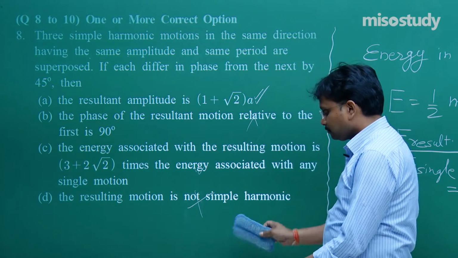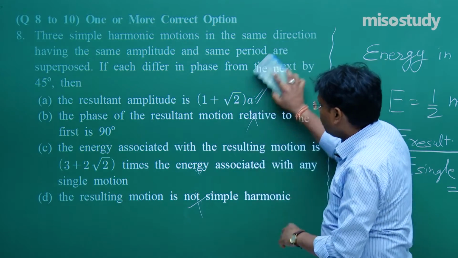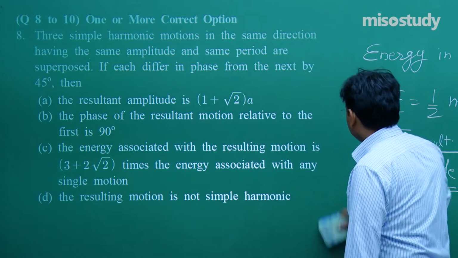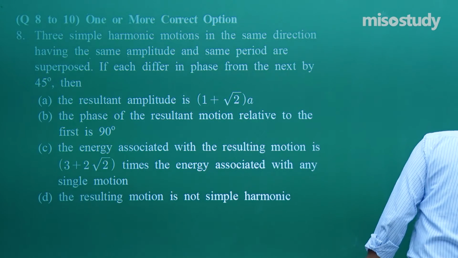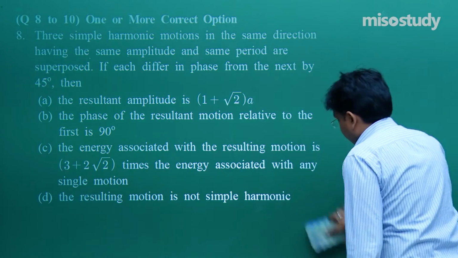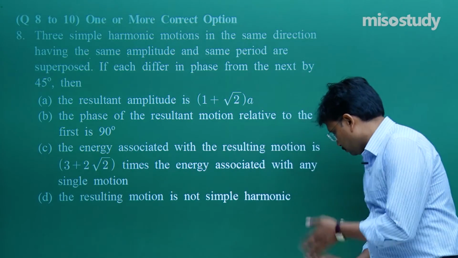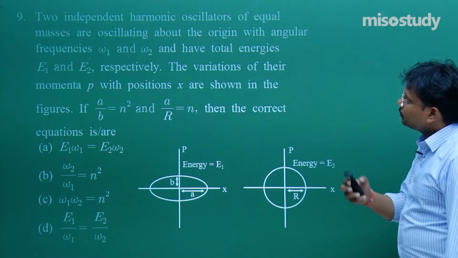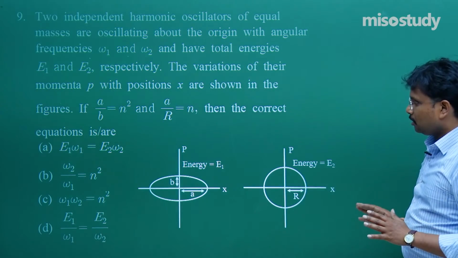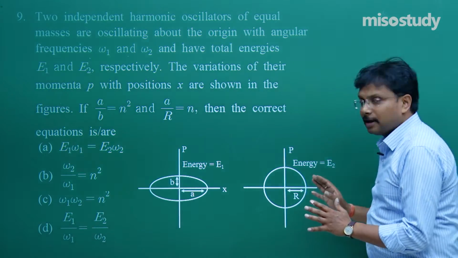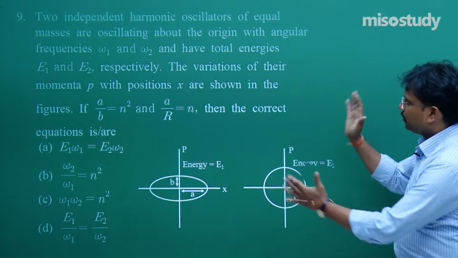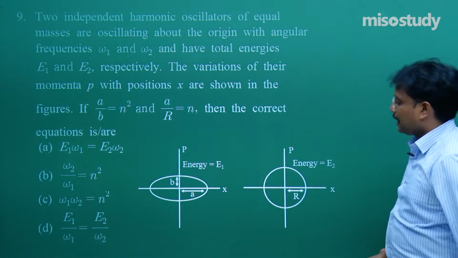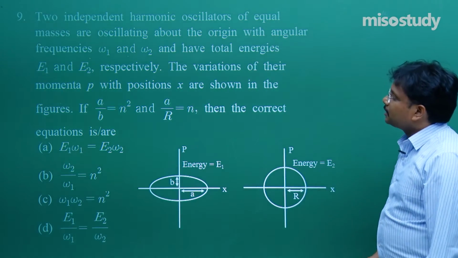So now let's clean up the board for the new problem. This is your question number 9. Slightly big one, but not because it is difficult. It is big just because the space is little. So let's try to understand it.